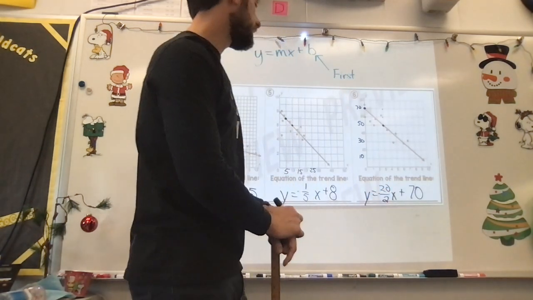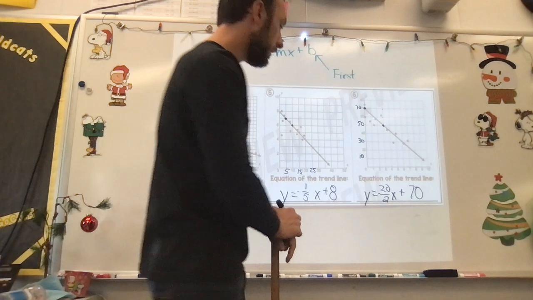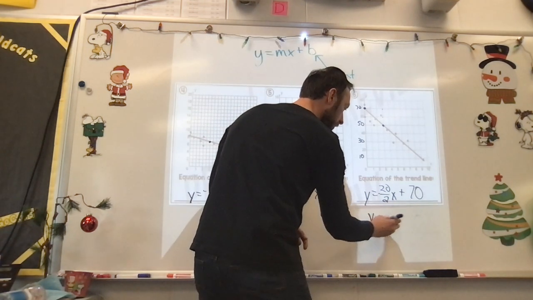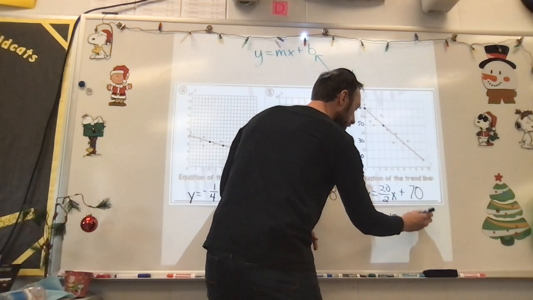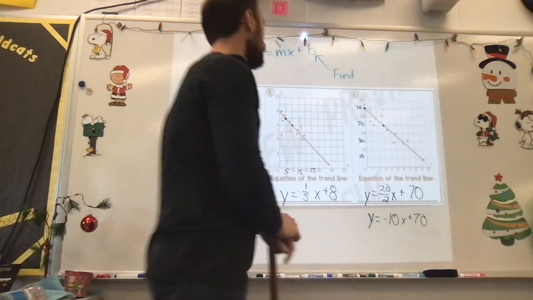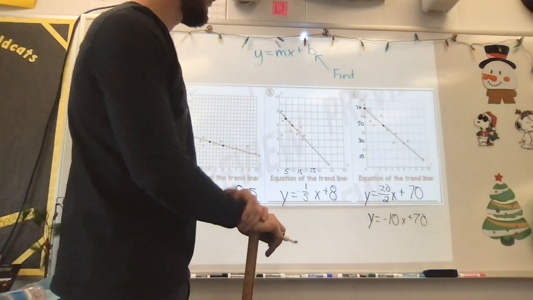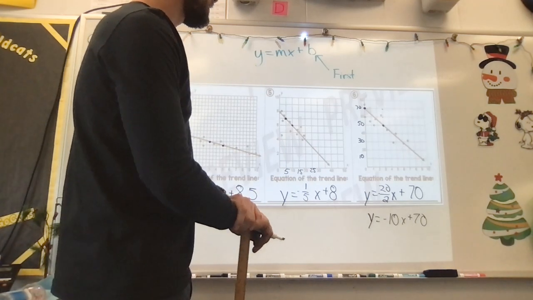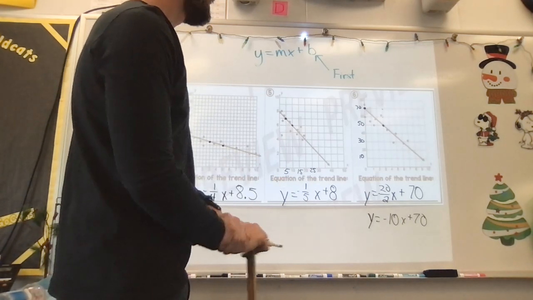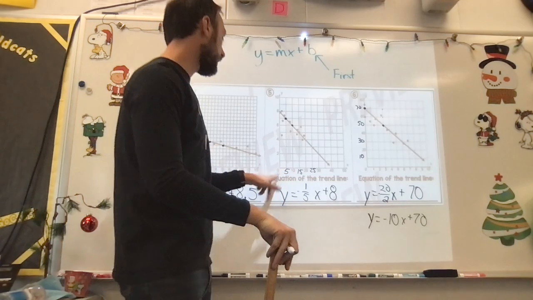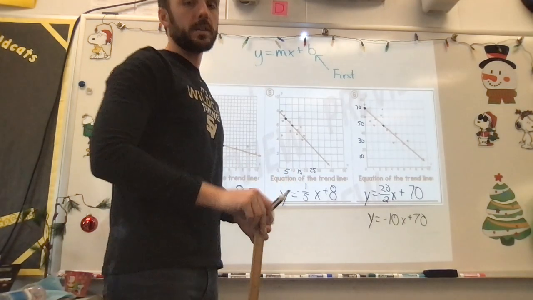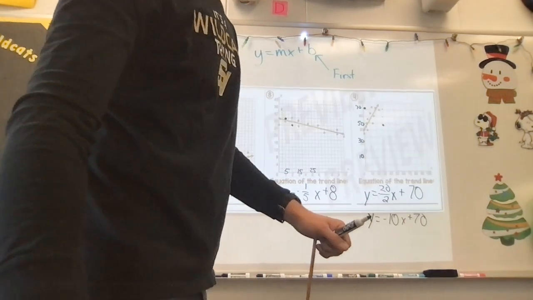So I'm left with y equals negative 20 over 2x plus 70, which is the same as y equals negative 10x plus 70. So there's that. Not tricky, guys. You're pretty much just writing the line in slope-intercept form, given the line, given the slope. You just have to make sure that you're looking at your intervals and you're doing the correct intervals. Okay, let's get that one.